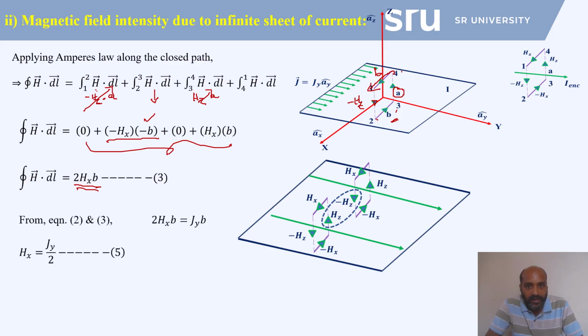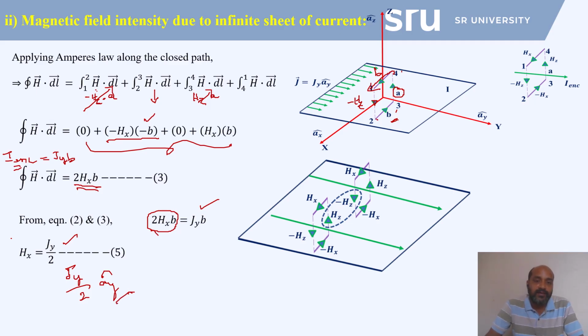So from equation 2, which is previous, and now, instead of h dot dl we are giving 2hxb, because this h dot dl is equal to I enclosed. We define this I enclosed as jy into b. So this 2hxb will be jy into b. So on both sides b will be cancelled, so that hx will be jy by 2. Hx will be jy by 2, or you can say in vector form jy by 2 ay cap, right?